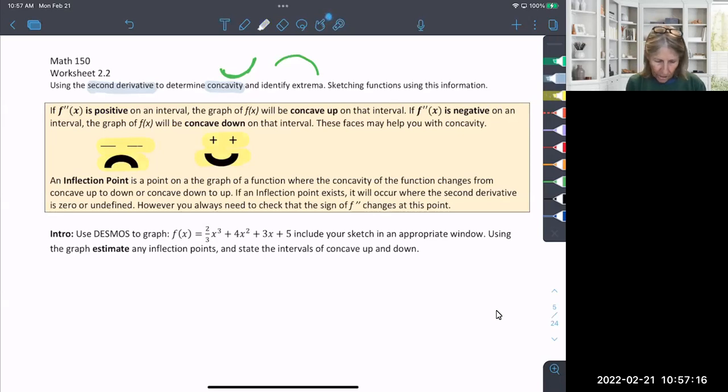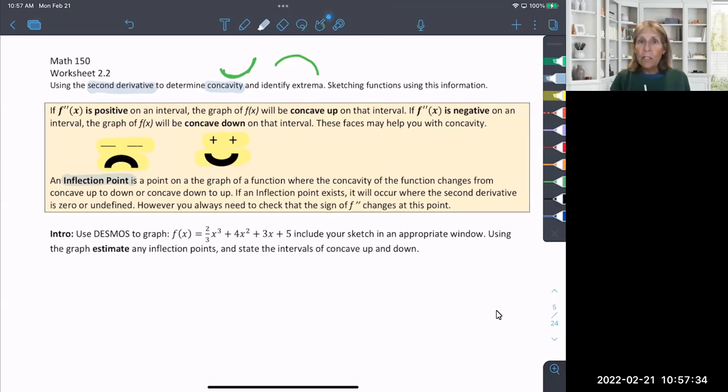Then there's a thing called an inflection point. So an inflection point is a point on the graph where the concavity changes. So where the curving down might switch to curving up. And that becomes an important point. It has some applications and things that we're going to do later.